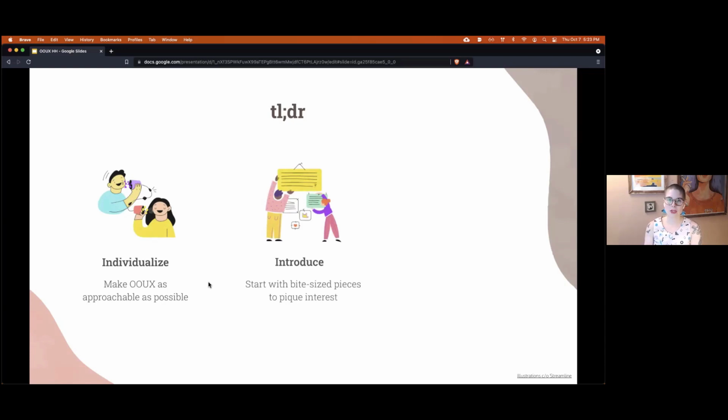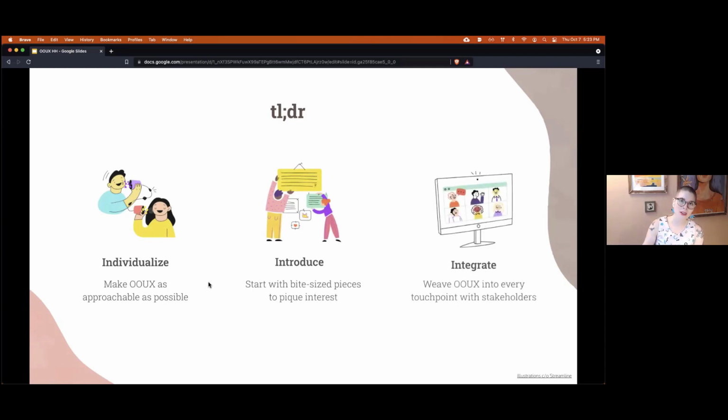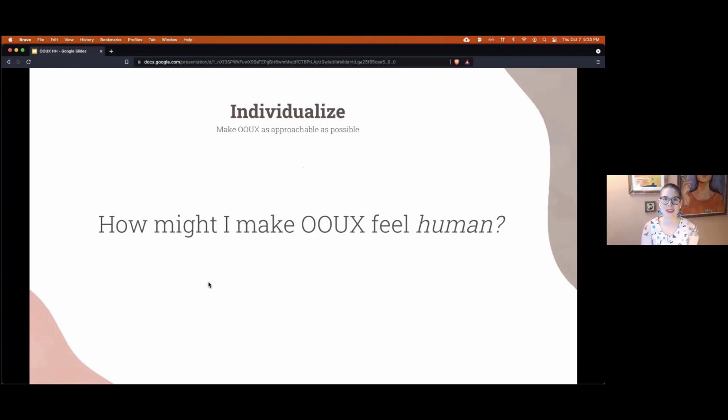The next one is introduce. So now that folks are bought into attending an OOUX workshop, how do you then go about introducing the activities and the methodology to them in the most effective way possible? And then finally, once you've done those OOUX activities, how do you then integrate it and weave OOUX into future touch points that you have with stakeholders? So this is a super methodical approach to get buy-in and help OOUX stick at your organization.